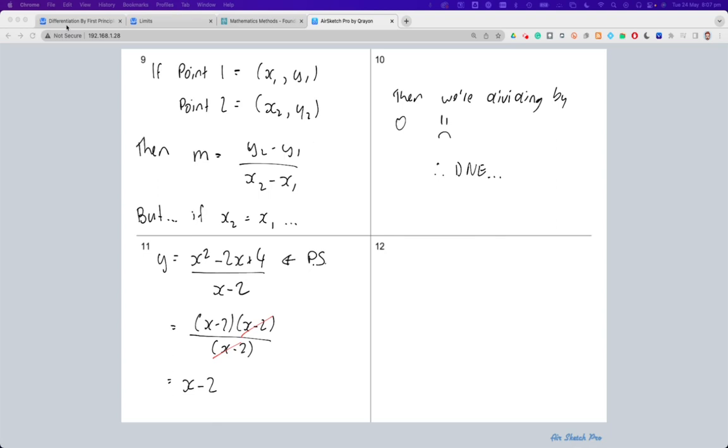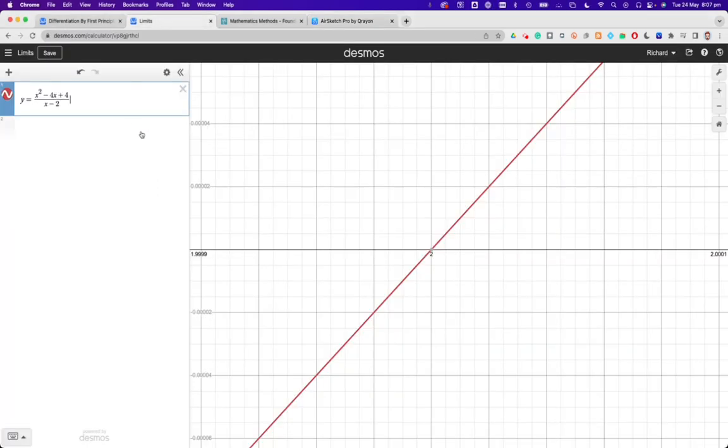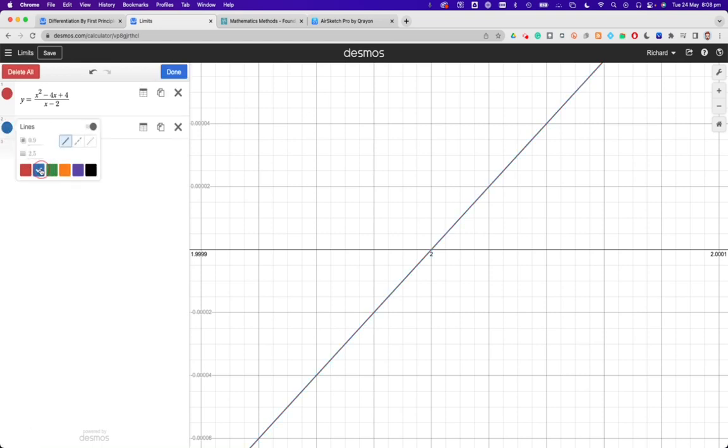If I look at the graph again, you can see that it's a graph of y equals x minus 2. I can actually draw it here, y equals x minus 2. And it's a different color. I'll just change it to a different color so you can sort of see it.